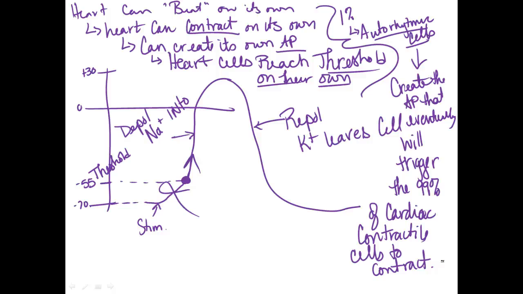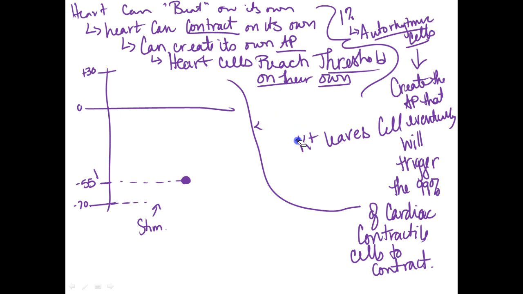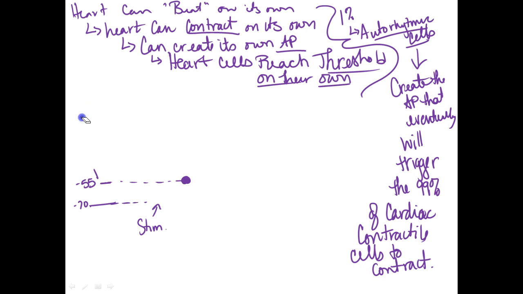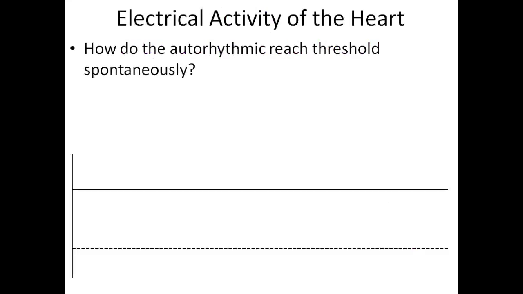So now that we've reviewed all that, you should have a big question in your head. So let's go ahead and clean up some of this stuff, and let's see if we can solve this question. You know what, let me go to a different screen here, and we can continue on. So here we have our big question, and that is, how does the heart reach threshold spontaneously? Spontaneously meaning on its own.